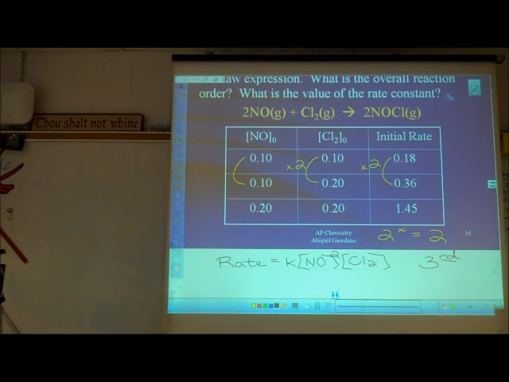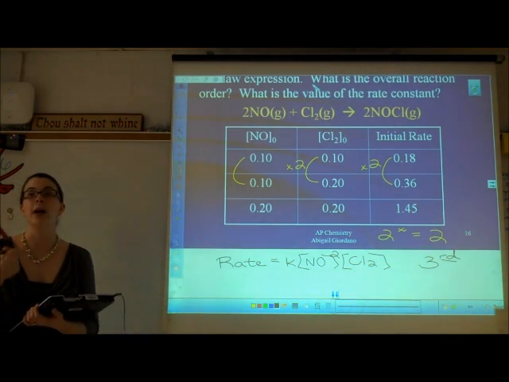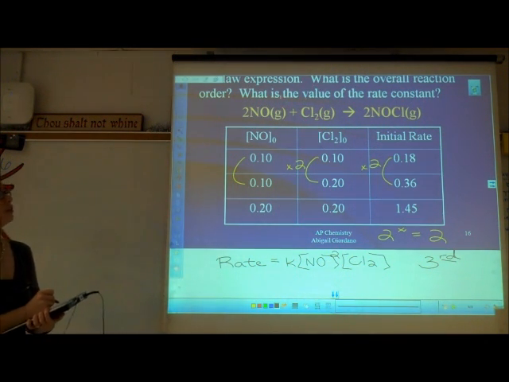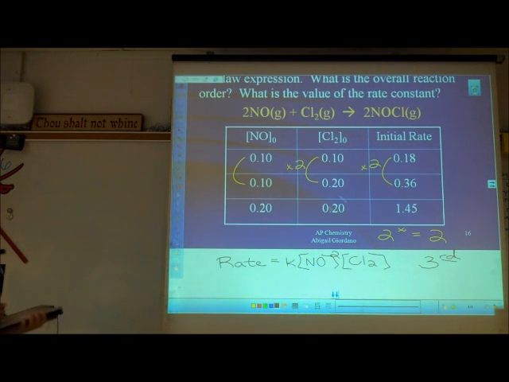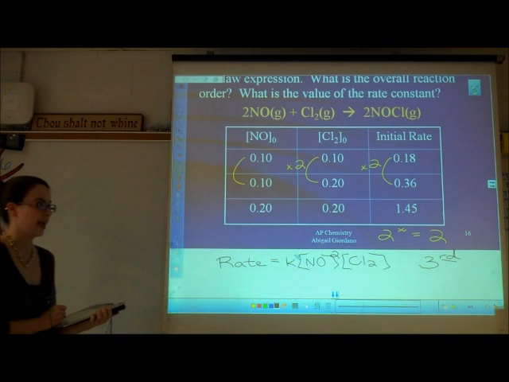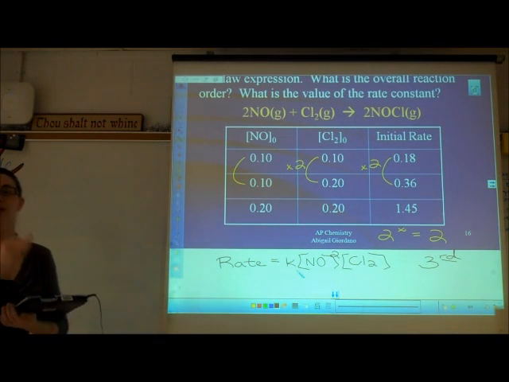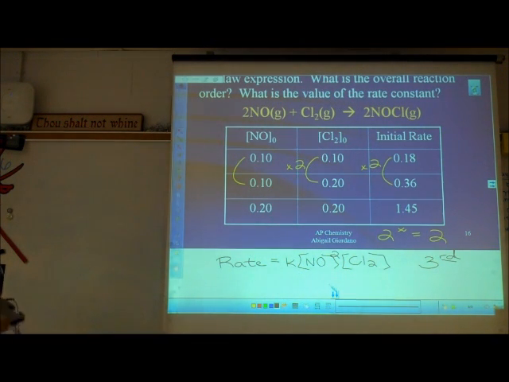Now let's look at this last question. We didn't do this last class, so I'm showing it to you now. It says, what is the value, meaning I want you to calculate a number. What is the value of the rate constant? Solve for a number for k. How could we do that, given what we're given?